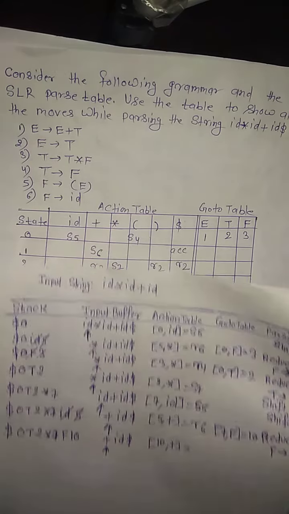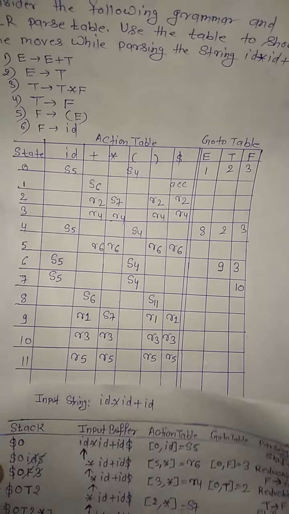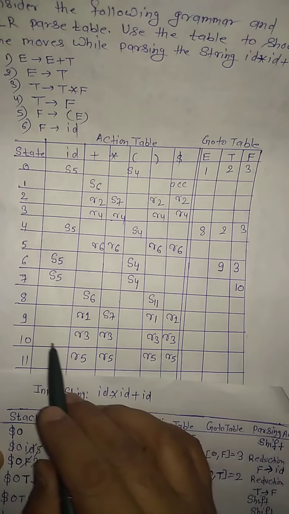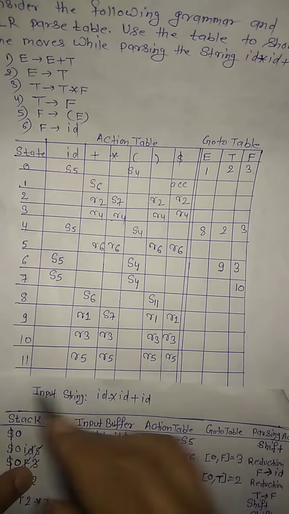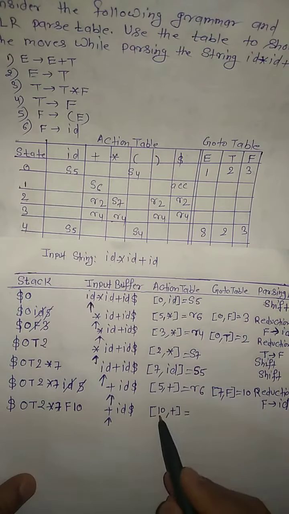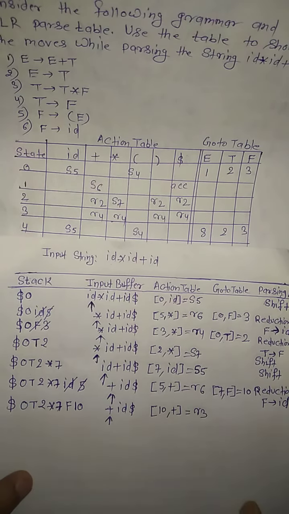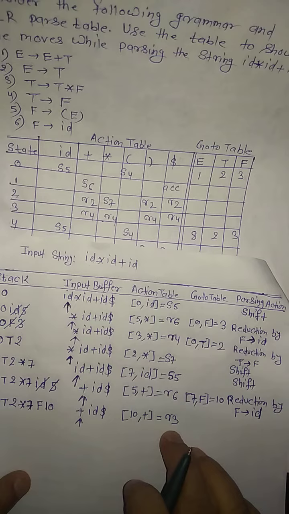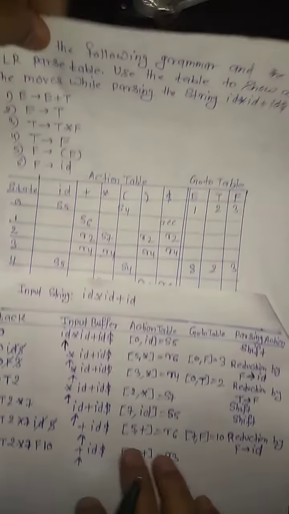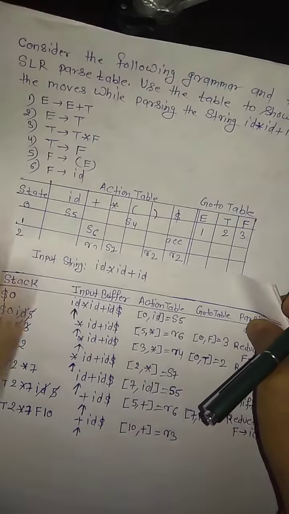Now you go to the parsing table, and in the parsing table 10th row and plus column we have R3. So what is the meaning of R3? R3 means we have to perform the reduction operation by the third production. So here the third production is T derived T star F. So perform the reduction operation.